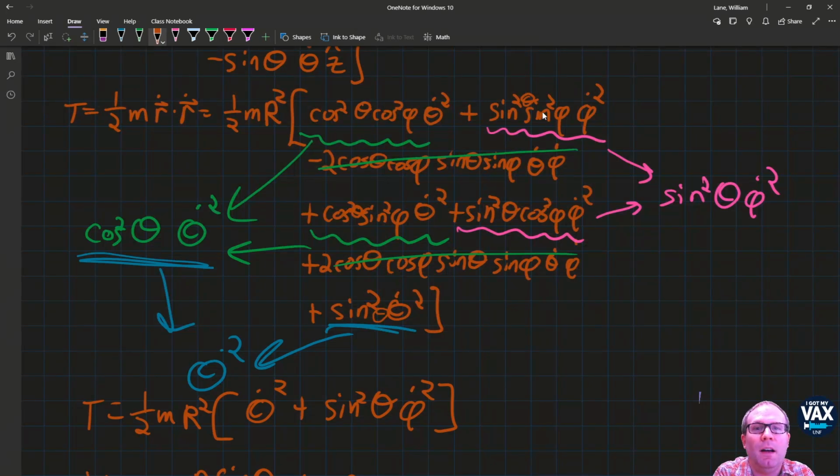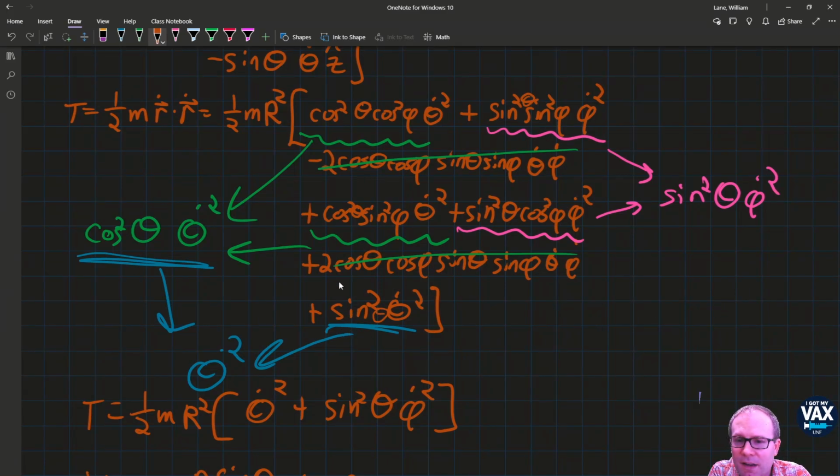For the pink squiggle underline, you can see that they've both got a sine squared theta, and they differ on whether they have a sine squared phi or a cosine squared phi, and then they both have a phi dot squared. So for this thing, we're going to get sine squared theta times phi dot squared, because the sine squared phi and the cosine squared phi, again, combine to give you 1.